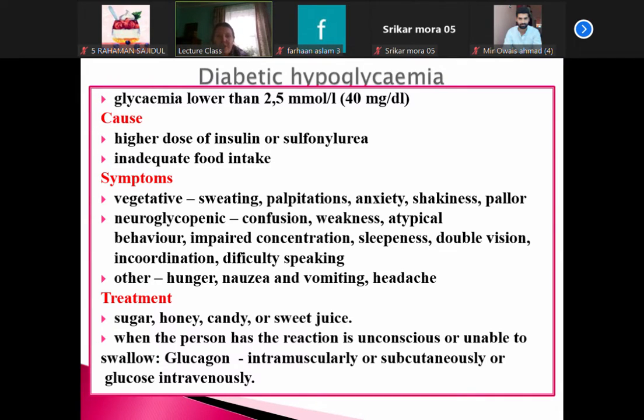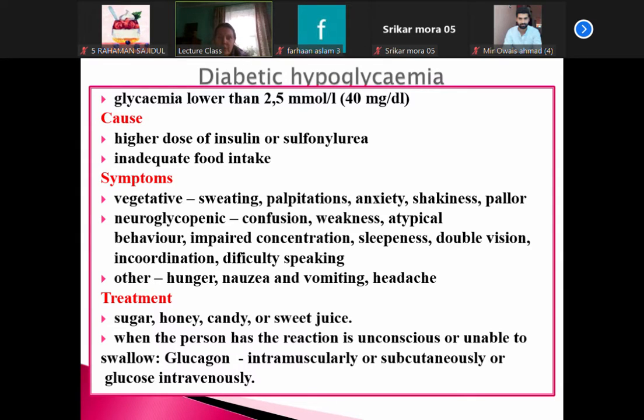What is important is to educate people with diabetes, especially those who use insulin, about what hypoglycemia is, what the symptoms of hypoglycemia are, and what to do in this moment, because hypoglycemia develops very quickly, in a few minutes. In what situations may it develop?